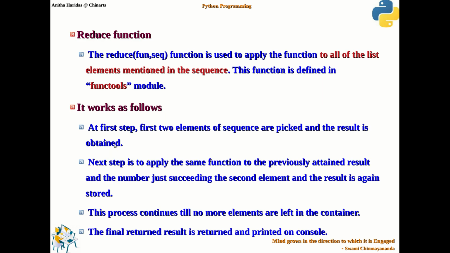So that is what it says. In the first step, it takes the first two elements and the function will be applied. The next step is to apply the same function to the previously attained result and the number just succeeding the second element, and the result will be again returned and stored. This process will be continued until no more elements are left in the container. And the final result is returned, and it is printed on the console if you use it inside a print function. So this is how the reduce function works along with the lambda function.